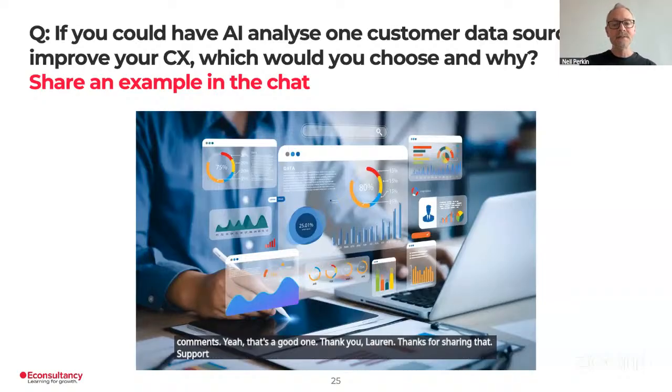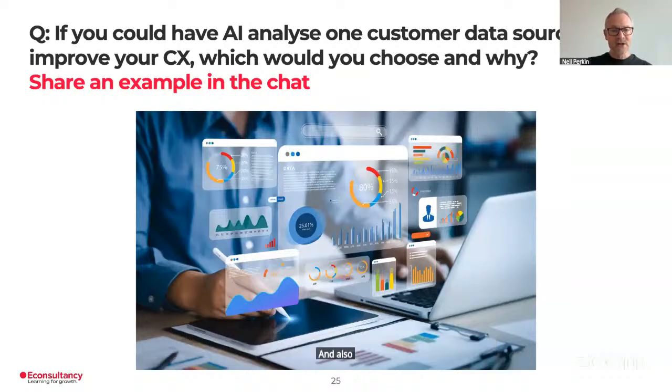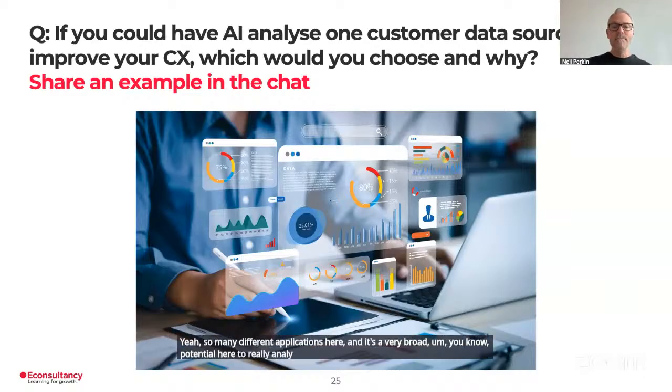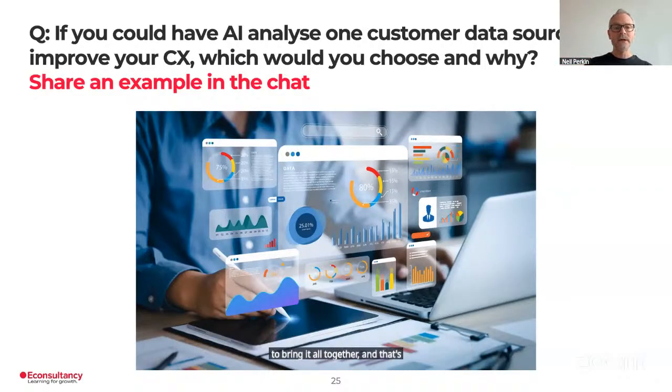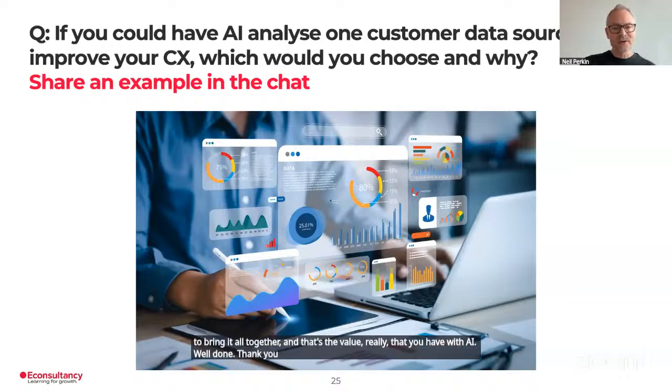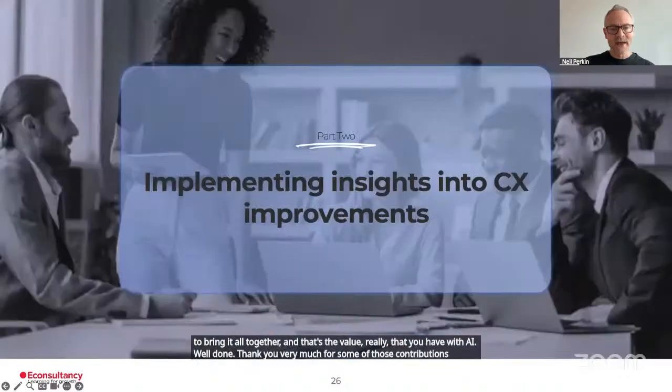Supporter care transcripts. Thank you. And also qualitative research, people who abandon their carts, customer verbatims. Yeah, so many different applications here. And it's a very broad potential here to really analyze multiple different sort of data sets, qualitative and quantitative, to bring it all together. And that's the value really that you have with AI. Well done. Thank you very much for some of those contributions into chat there.